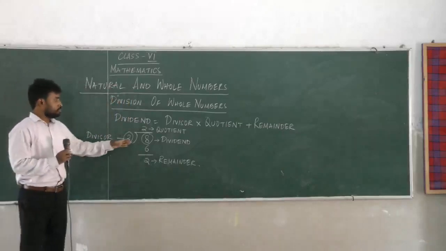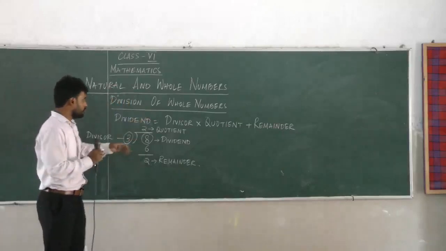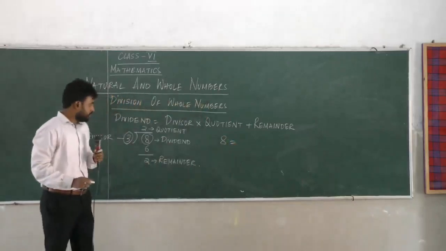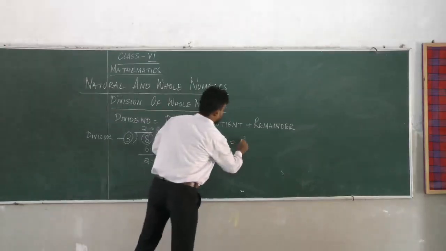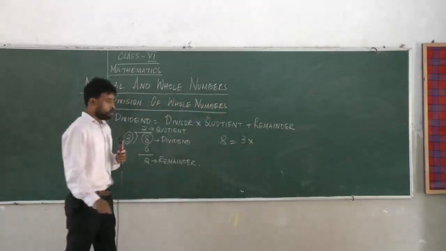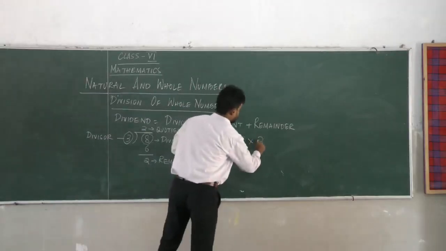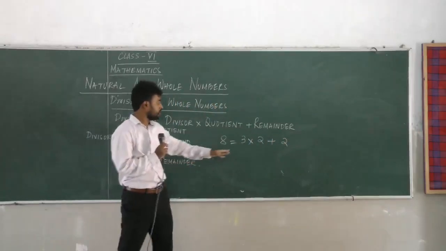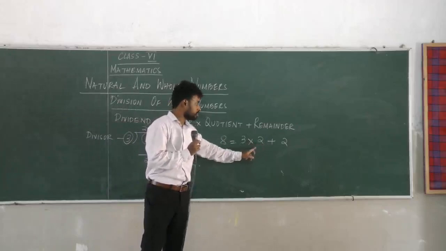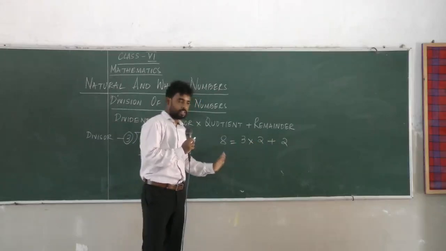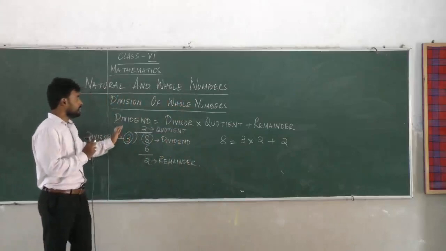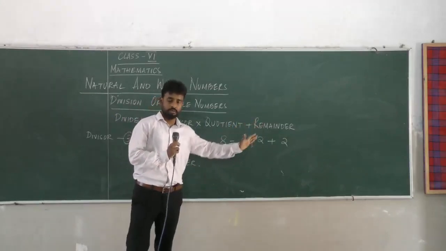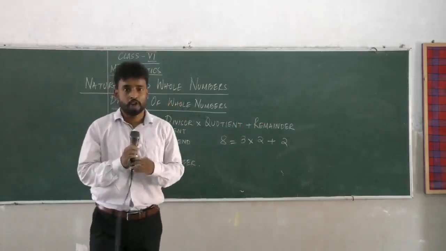So let us put this in this equation. We have dividend as 8. Divisor is 3. Quotient is 2. Plus remainder is 2. And we find that 3 multiplied by 2 gives you 6, and added to 2 will give you 8. So therefore we understand that dividend is equal to divisor into quotient plus remainder. Please note it down. Now let us come to the properties of division.